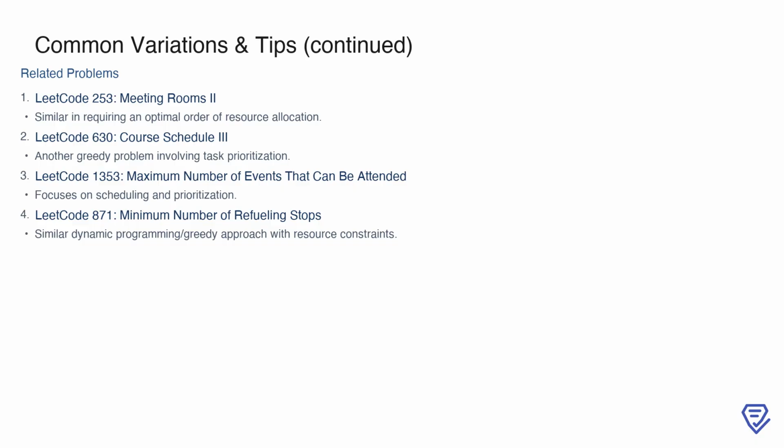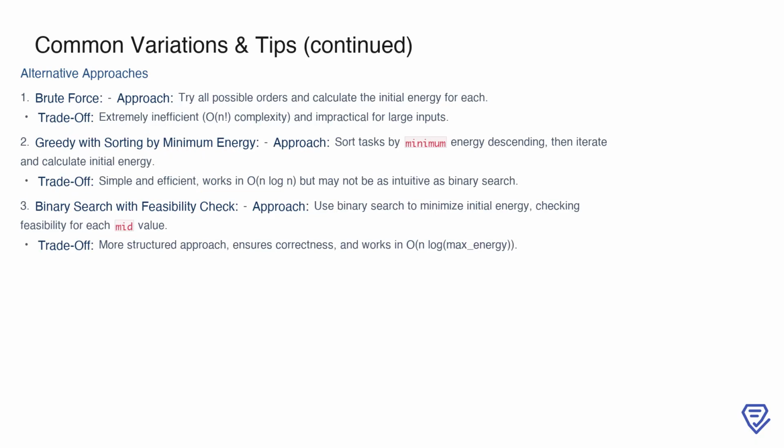Lastly, LeetCode 871, Minimum Number of Refueling Stops, demonstrates a similar dynamic programming or greedy approach to handling resource constraints, making it another great problem to study for further practice. Finally, let's explore some alternative approaches to solving this problem. A brute force method would involve trying all possible task orders and calculating the initial energy for each.